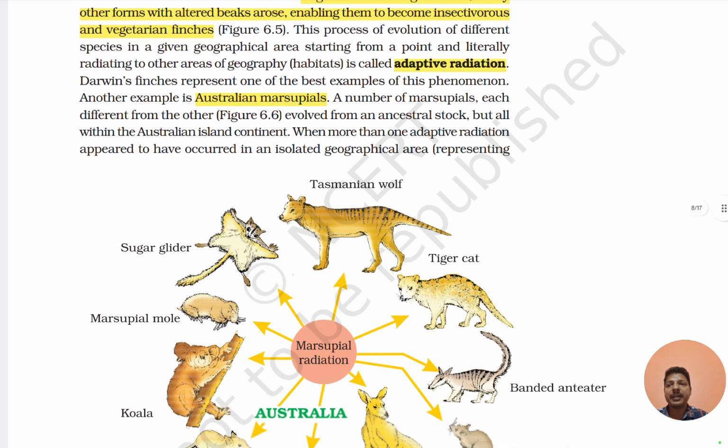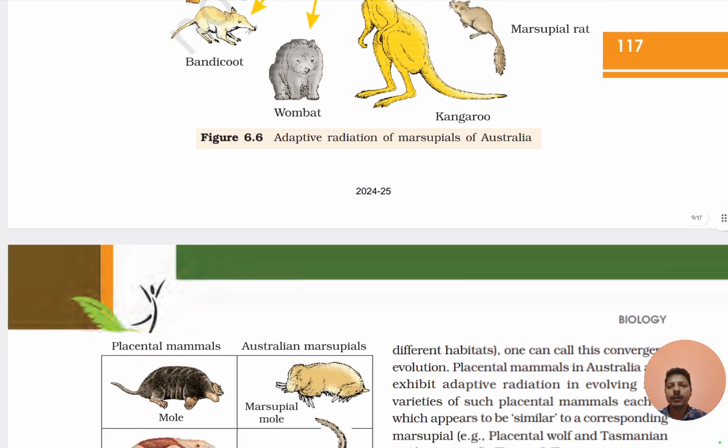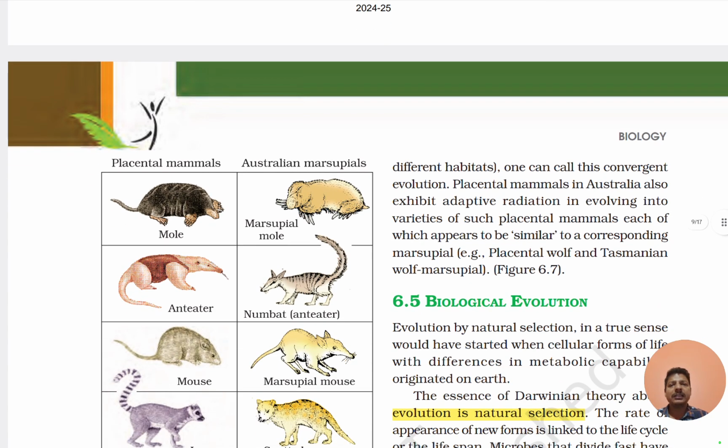When more than one adaptive radiation appears to have occurred in an isolated geographical area, one can call this convergent evolution. Placental mammals in Australia also exhibit adaptive radiations, evolving into varieties of placental mammals, each of which appears to be similar to the corresponding marsupial.